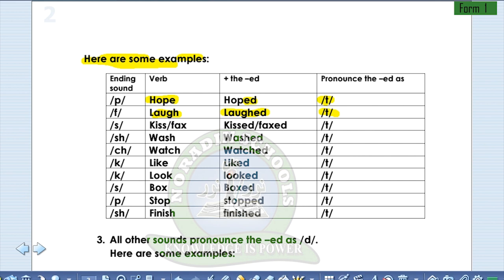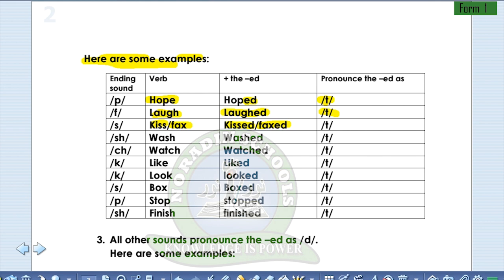Kiss, fox, kissed, foxed. The letter X has an S sound and it includes the voiceless letters. Therefore, the ED should be pronounced as T. Listen again. Kissed, foxed, not kissed or foxed. You should pronounce as kissed and foxed.